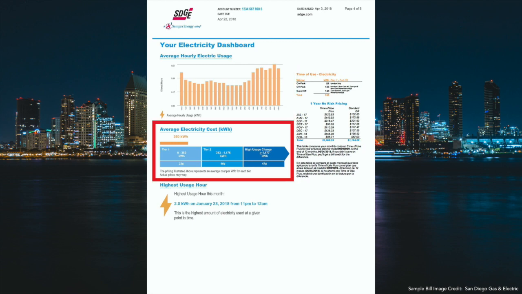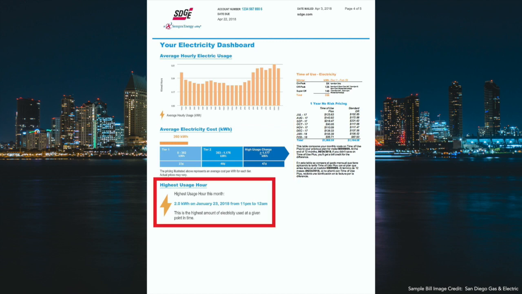On this page, you will also find your average electricity cost showing average cost per kilowatt hour for each tier, as well as the number of kilowatt hours you can use before advancing to the next billing tier. This tiered system is an effort by the utility company to incentivize less power consumption, and the thresholds for each tier are listed in this section of the bill for your reference. Lastly, on this page you will find your highest usage hour, specifying the hour during the last billing period in which you used the most electricity.